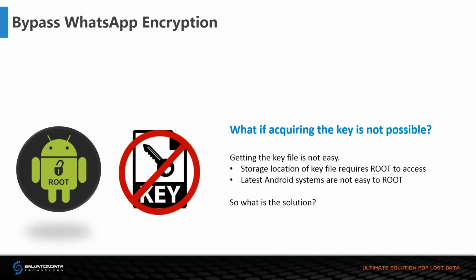The only problem is that the storage location cannot be accessed directly without rooting the smartphone. And besides, it has become much more difficult to root a smartphone with recent Android system updates, as we know. So, what if rooting a smartphone is not possible? How can we extract WhatsApp messages?